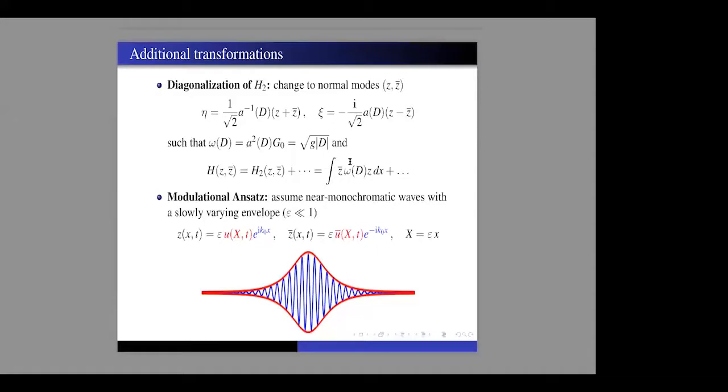form for H2. And then next, we introduce the modulational ansatz, meaning we assume near monochromatic waves centered around the wave number k naught with a slowly varying envelope. And so we're introducing here the small parameter, epsilon. And you can think of epsilon as wave steepness. So it's assumed to be small. And so you have this slowly varying function u times fast oscillations given by k naught. And so big X, that's the corresponding long spatial scale in the problem. So this is a picture to keep in mind. So you have fast oscillations in blue corresponding to k naught, and on top of it, some slow modulation in red represented by U, and that's what we are interested in.